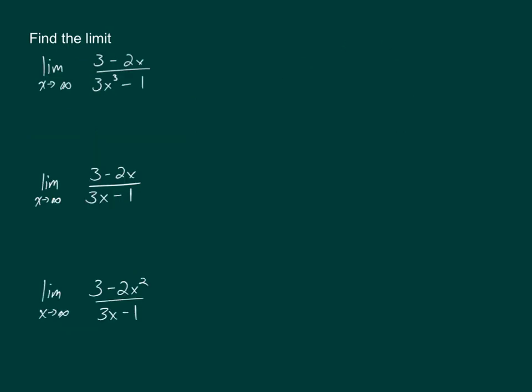Find the limit. In this first example, we have the limit as x approaches infinity of 3 minus 2x all over 3x cubed minus 1. And this really gets to the heart of a previous idea that you've learned maybe in college algebra, algebra 2, or pre-calculus, what the horizontal asymptote of a rational function is. So you would know that since the degree of the denominator is greater than the degree of the numerator, this horizontal asymptote is y equals 0.